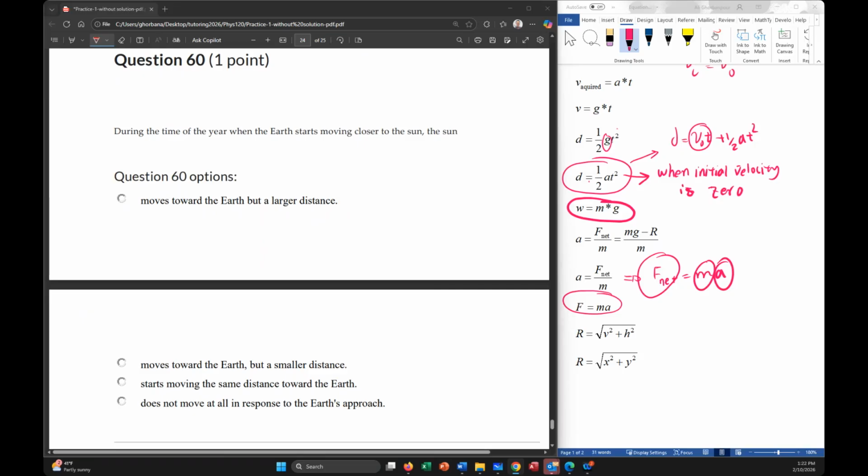Why? Because they react to each other. One's moving, the other one's moving closer, and that distance shortens. The distance, yes. During the time of the year when the earth starts moving closer to the sun, the sun moves toward the earth but a smaller distance. Yes.